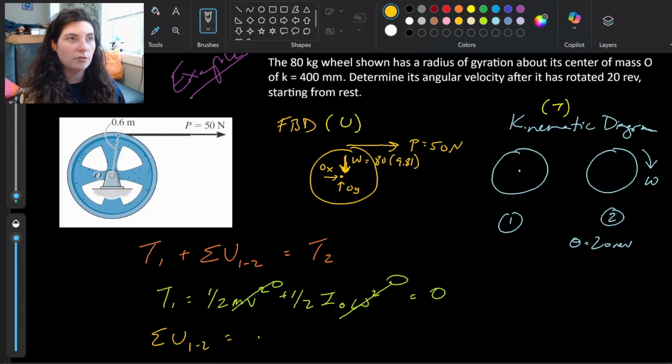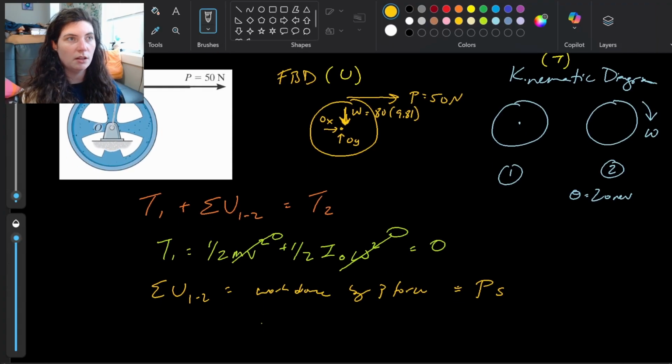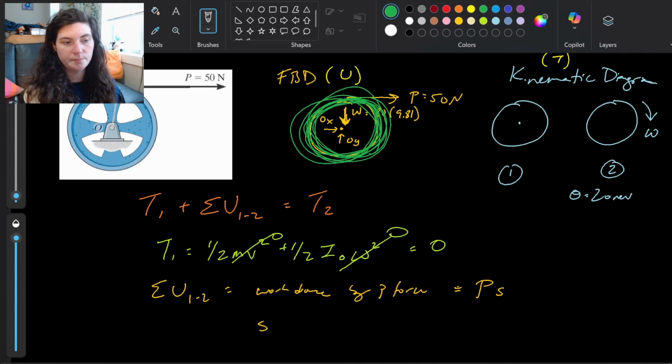So we only have work done by P force. And of course, since that P is a constant force, it's just going to be the force P times that displacement S, right? F times S. And so if we recall, our S value is going to be that displacement around the circle there, right? This displacement that the wheel is experiencing is the entire round of the circle for 20 revolutions, over and over and over again.